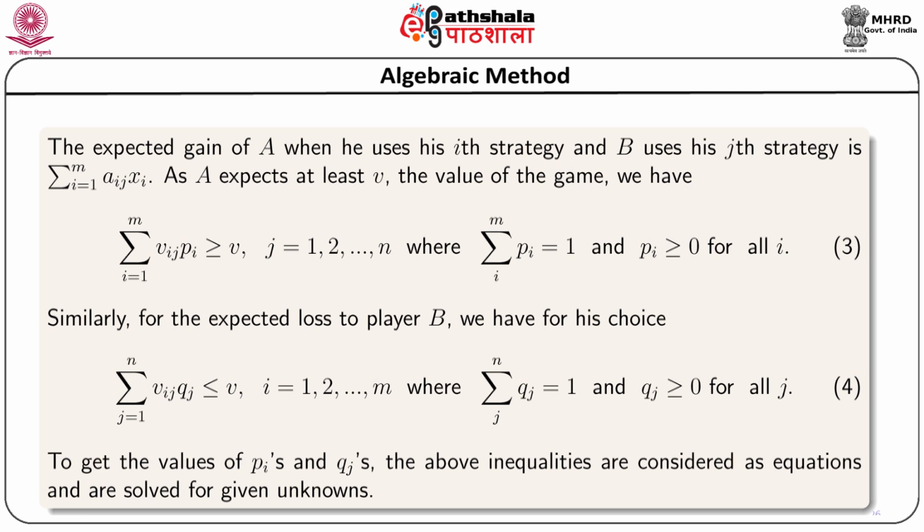Similarly, for the expected loss to player B, we should have sigma Vij Qj less than or equal to V, for all i equal to 1 up to m, and summation Qj equal to 1 for j equal to 1 up to n, and Qj's are all non-negative. To get the values of Pi's and Qj's, the above inequalities are considered as equations, and these equations are then solved to get the mixed strategies.